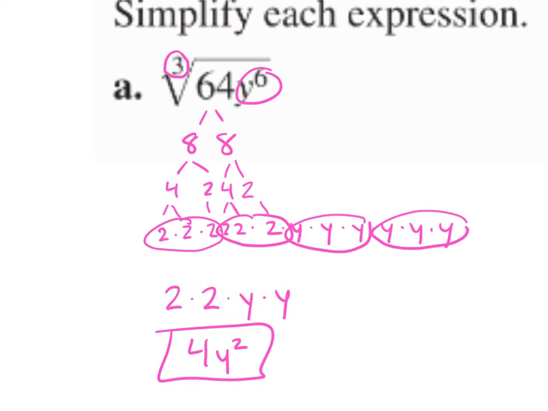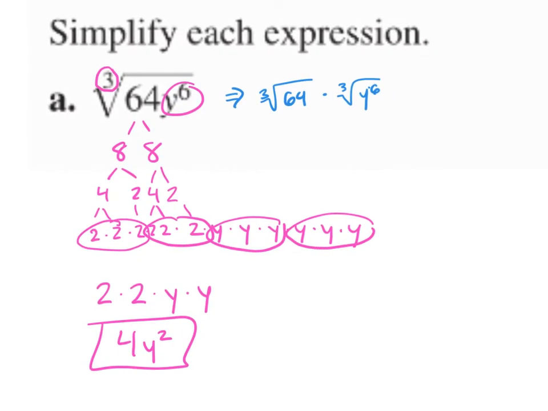Another way we can do this is we can break our number and our variable up. So we have the cube root of 64. We would solve that just like we did before, but we also have the cube root of y to the 6th power, which would be y to the 6 over 3 power. So we just divide our exponent by the index, and this would give us, what's 6 divided by 3?